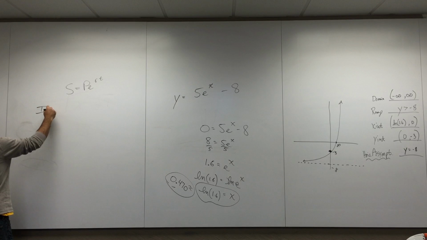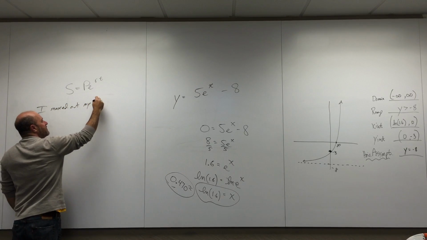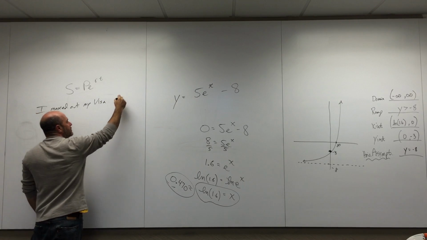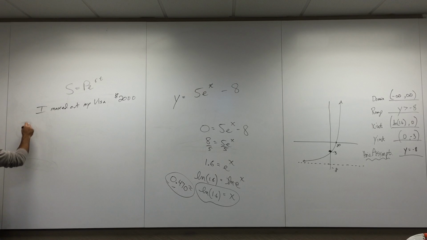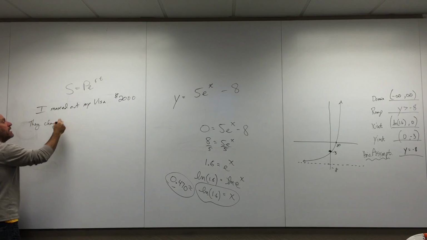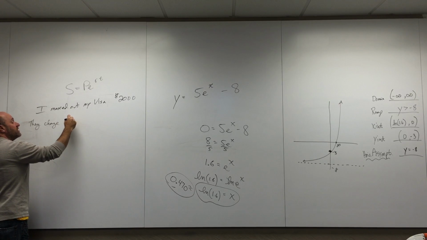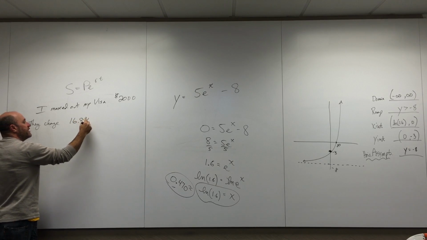I maxed out my credit card, my Visa card. It was a $2,000 limit. I maxed it out. They charge me some interest. They charge a lot of interest, don't they? Sometimes those guys charge a lot of interest. I'm going to say they charge me a 16.8% interest rate.